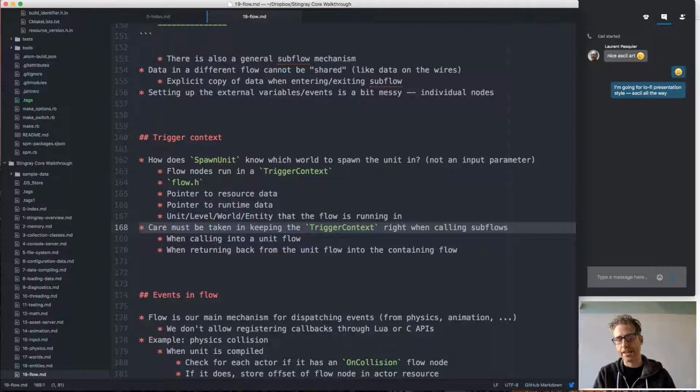So there's some code for handling this, and this is again code that is a bit easy to mess up. If you forget to copy some field here, things will start behaving weirdly. So it's a good thing to know about that we need to take care of this.